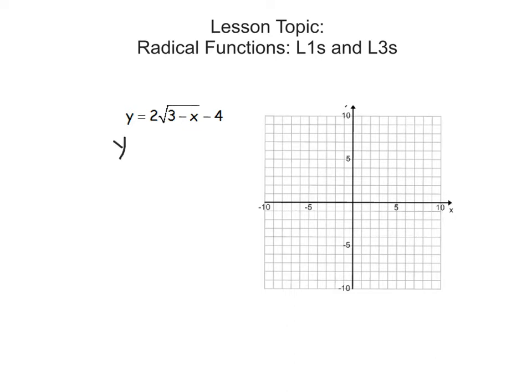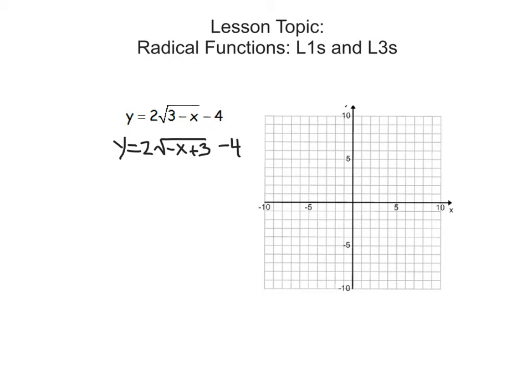Alright, so we're going to rewrite this equation y equals 2 times the square root of, and now we're going to switch the 3 and the x around, but remember the signs have to stick with them. So the x is negative, so negative x plus 3, and then the minus 4 stays out here.